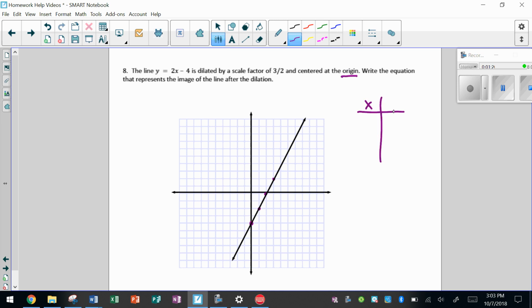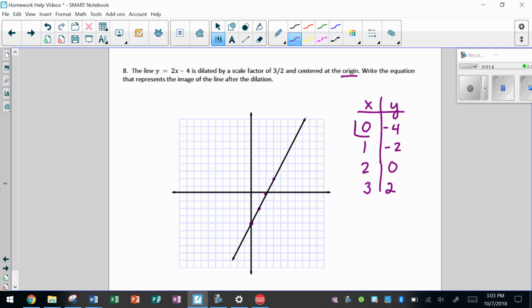So if I were to take those points and put them in a table just so you could see what they were, we would have the y-intercept at (0, -4). We would have this point here at (1, -2). We would have this point here at (2, 0). And we would have this point here at (3, 2). Now, 2 points determine a line.